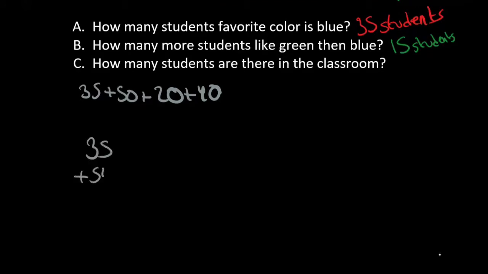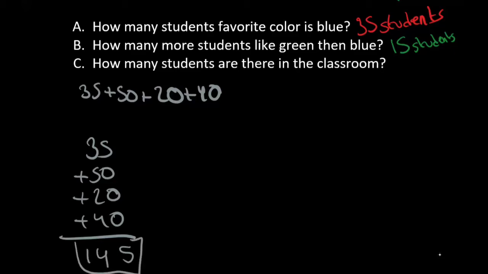35 plus 50 plus 20 plus 40. 5 plus 0 is 5. Okay, and then 3 plus 5 is 8. 8 plus 2 is 10. 10 plus 4 is 14. So this is our sum, or how many students there are in the classroom.